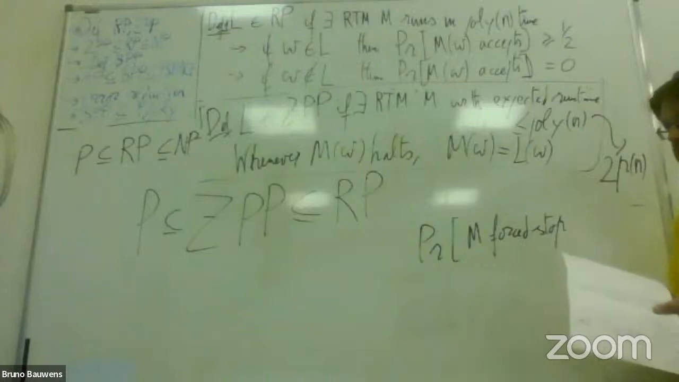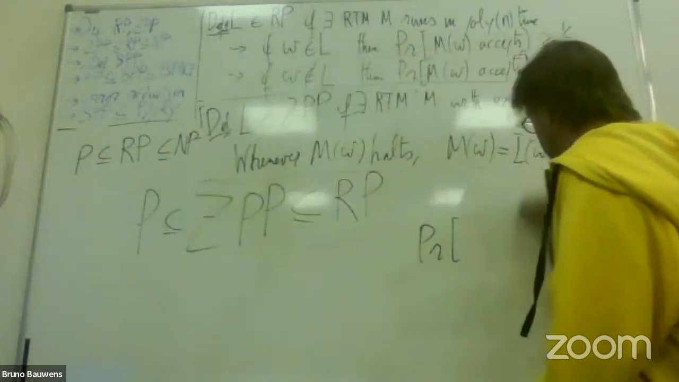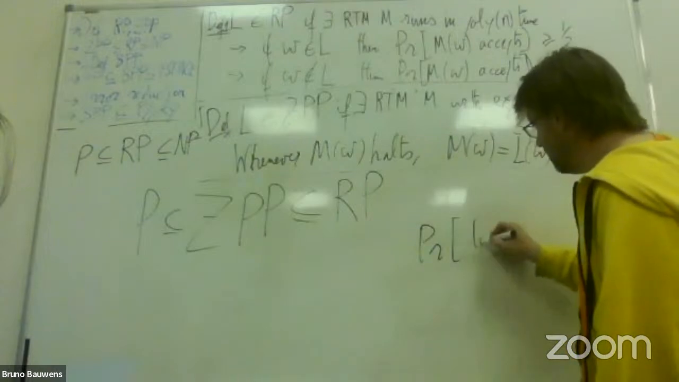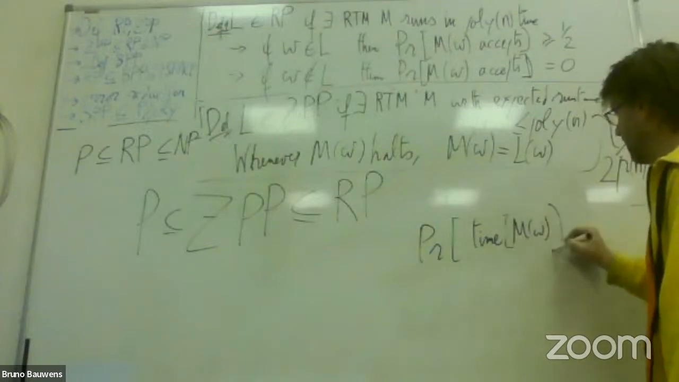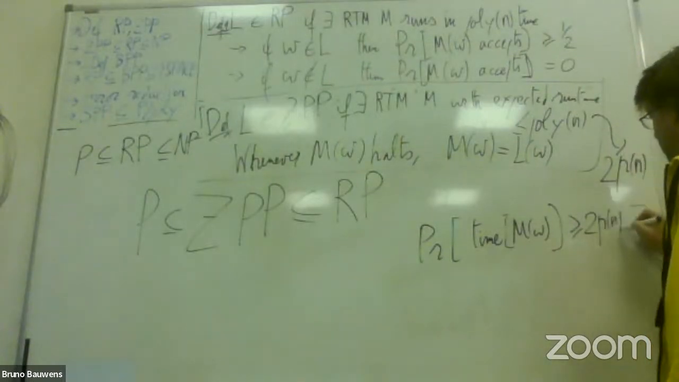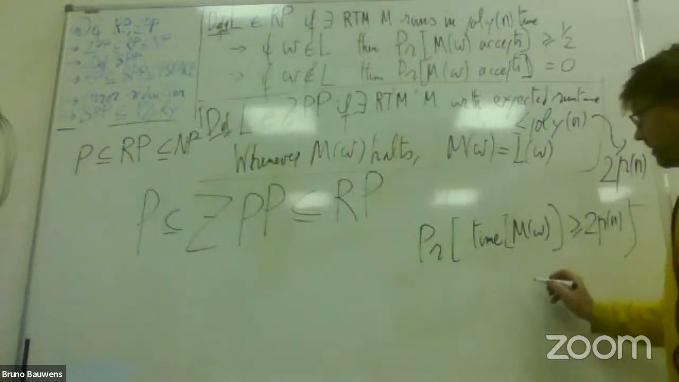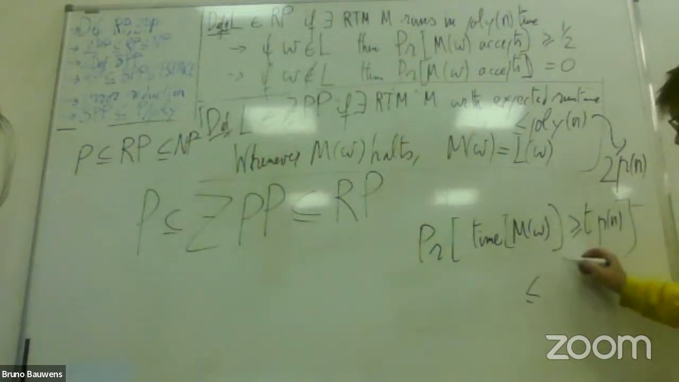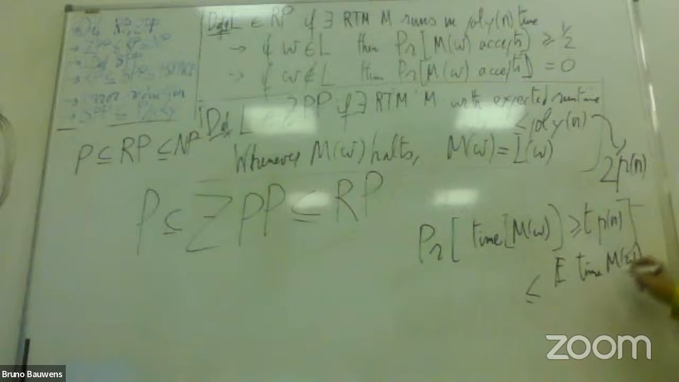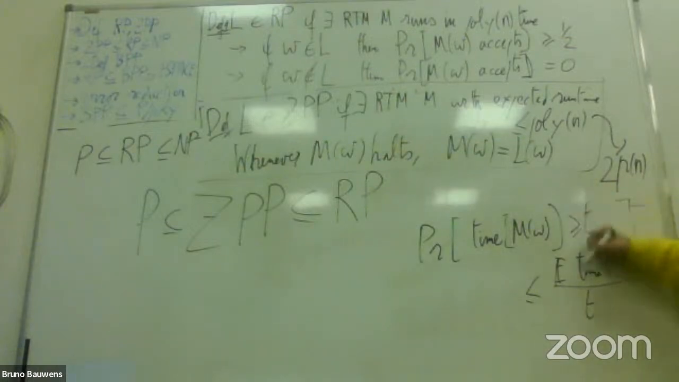So the probability that M runs longer than 2p of n, that time M of W is longer than 2p of n, is smaller than, so let us do it more generally, the probability that the time of M on W is longer than t is smaller than the expected value of time of M on W divided by t.